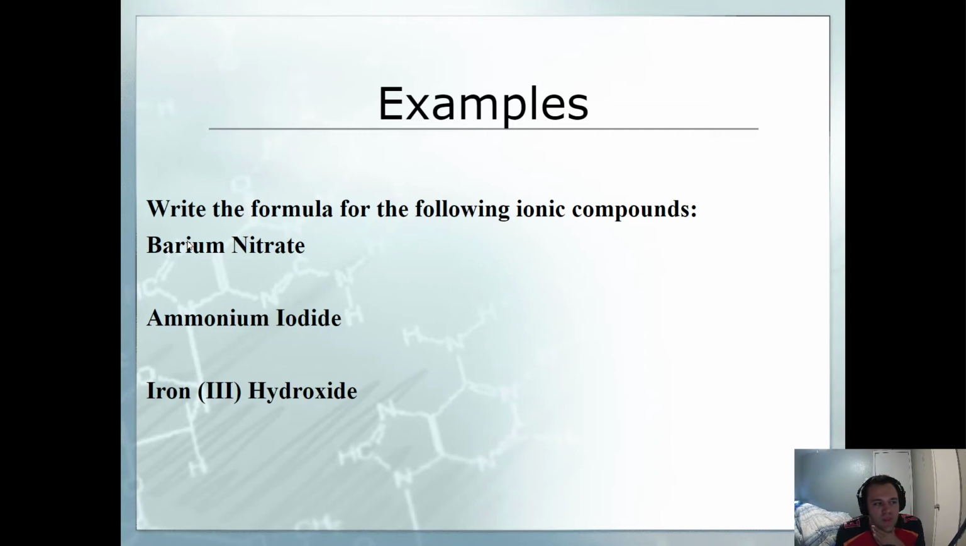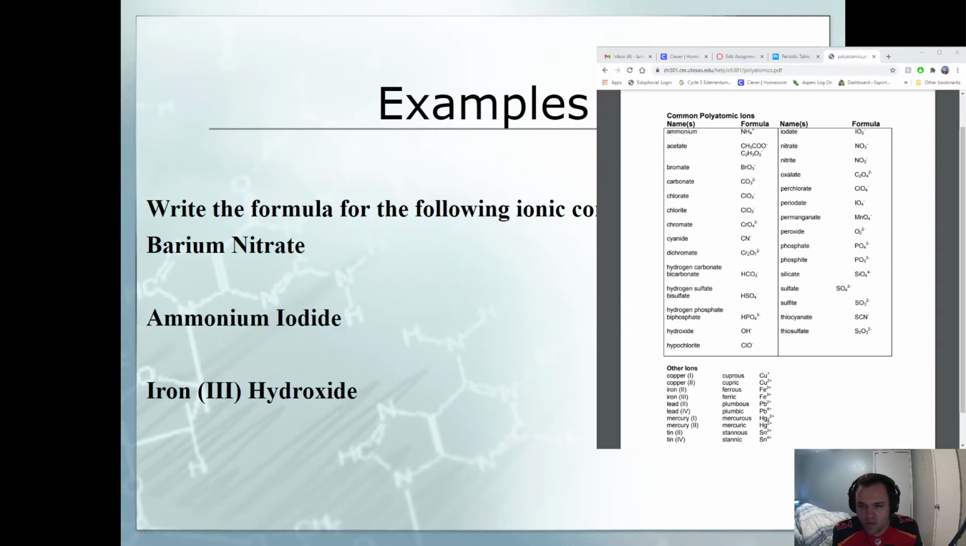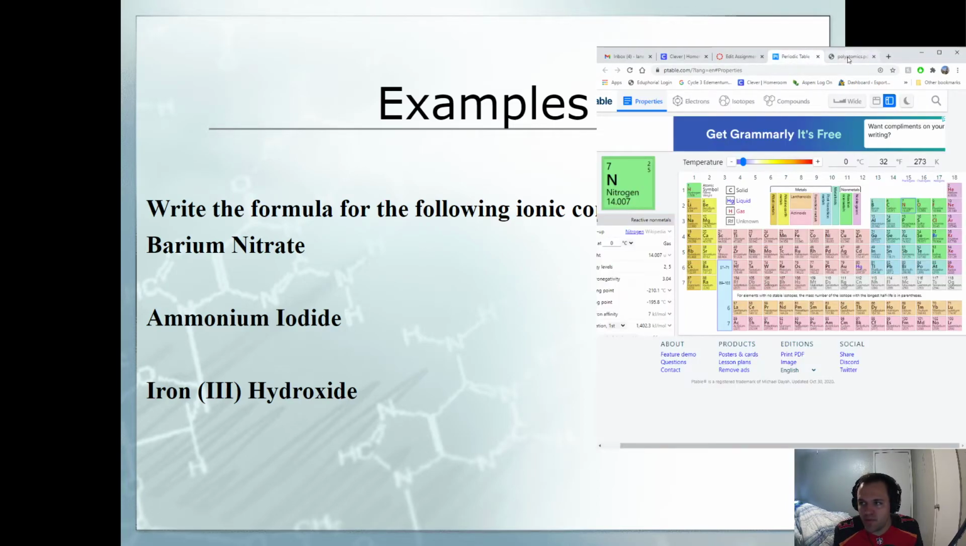All right, so same kind of deal. It's giving you the name, and it wants you to find the formula. So here for barium nitrate, well, let's see if we can. Okay, so we've got this list of common polyatomic ions that you guys had last week, and we've got the periodic table. So I'll be flipping back and forth between these as we do these problems. So if we're trying to find the formula for these, we've got barium nitrate as our first one.